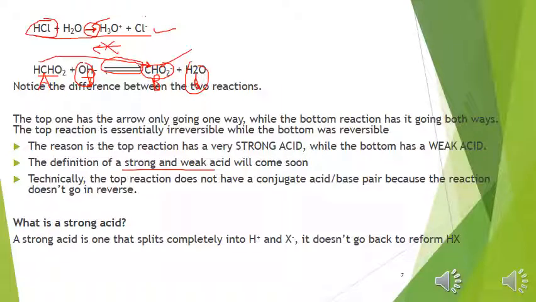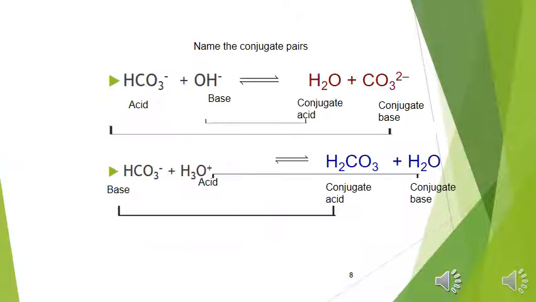All right, so what is the definition of a strong acid? A strong acid is an acid that completely splits up into H plus and X minus. So it doesn't reform the HCl or whatever. So the definition of a strong acid is it doesn't reform the original acid. And the way you can identify if it's a strong acid in a chemical reaction is to look at the arrow. If the arrow is pointing one way, then it is a strong acid.